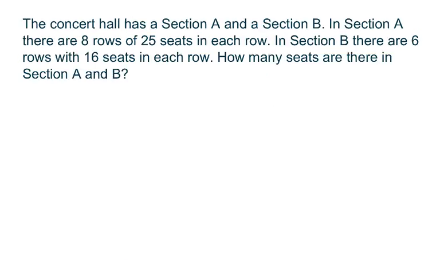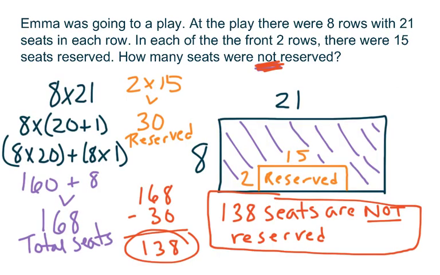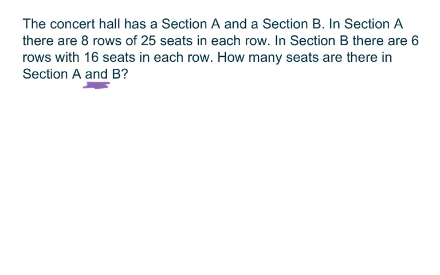Here's another problem for you that I want you to solve on your sheets of paper. The concert hall has a section A and a section B. In section A, there are 8 rows of 25 seats in each row. In section B, there are 6 rows with 16 seats in each row. How many seats are there in section A and B? So in these problems, we are looking for how many were not in those sections. This one, I want section A and section B. So go ahead and draw yourself a model and solve this problem.